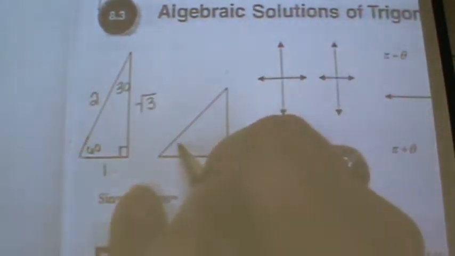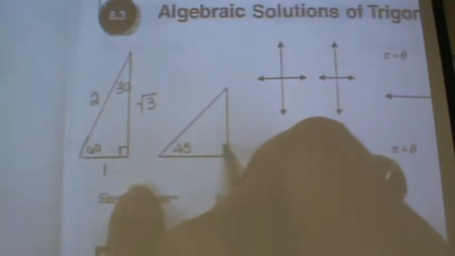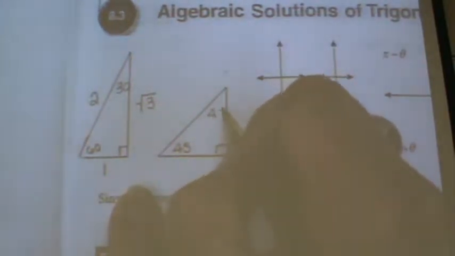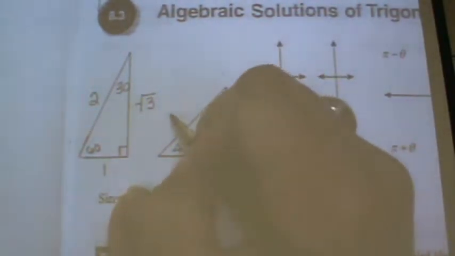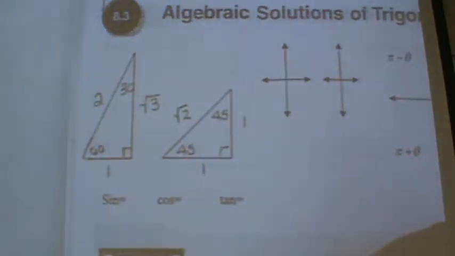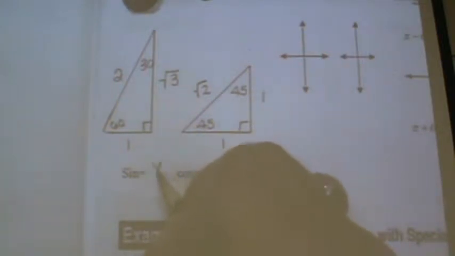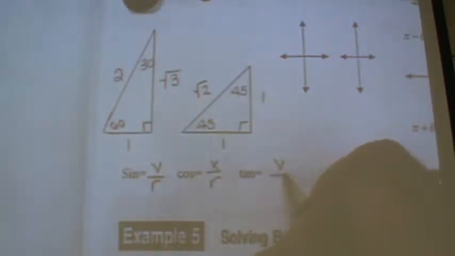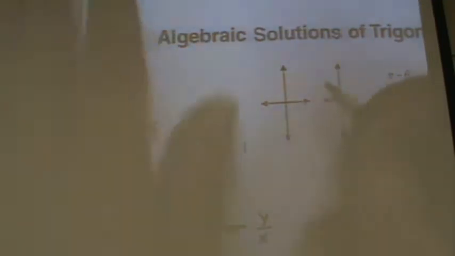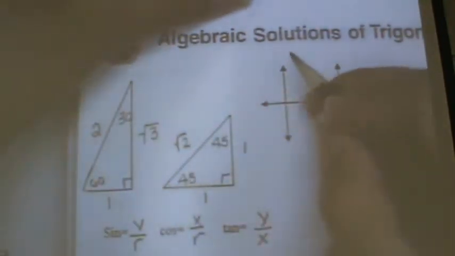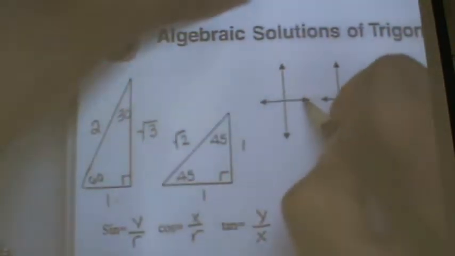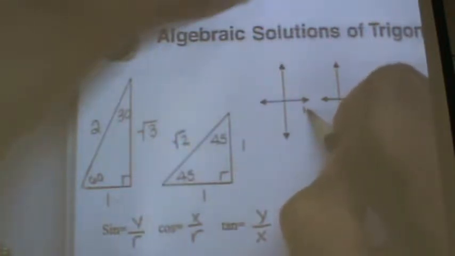Good, okay. What about the 45ers? What do you know about those? 1, 1, root 2. Okay, what's the definition of sine? Y over R, cosine x over R, and tangent y over x. Good.